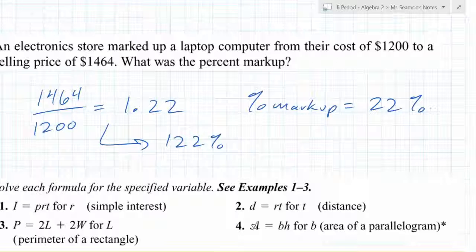If you wanted to get 22% just from the get-go, subtract 1200 from this. What do you get? 264, right? You could just do 264 over 1200, and what would you get? 22. Because what's the markup in dollars? Can someone tell me what the markup in dollars is? 264. So you could just do 264 over 1200, and that would give you straight up 22%. As long as you understand what you're doing, you can come up with the final answer in a couple ways.